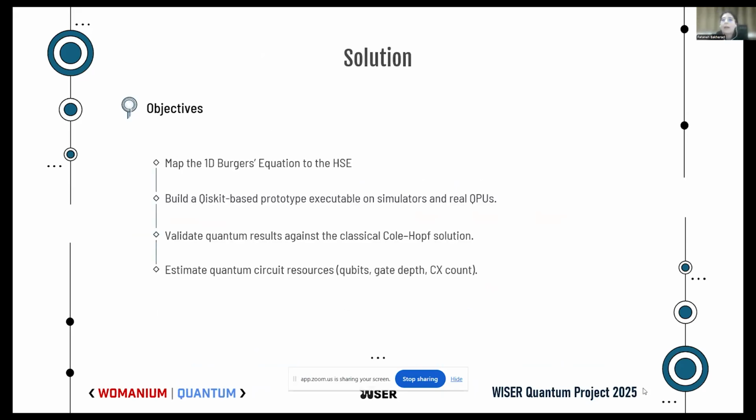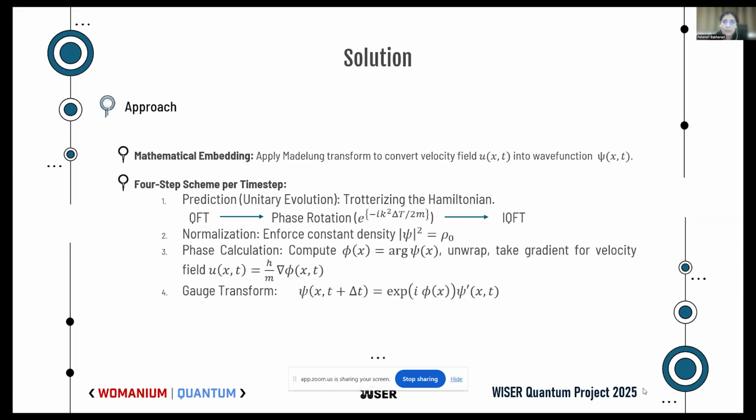The core program consists of 4 main steps. The first one is prediction. We simulate the time evolution of the HSE by Trotterizing the Hamiltonian into kinetic and nonlinear components. We do this by applying a QFT, a simple phase rotation, and another inverse QFT. The next step is normalization. We have to project the wave function back to the normalized state. We use a quantum ancilla to measure the total probability.